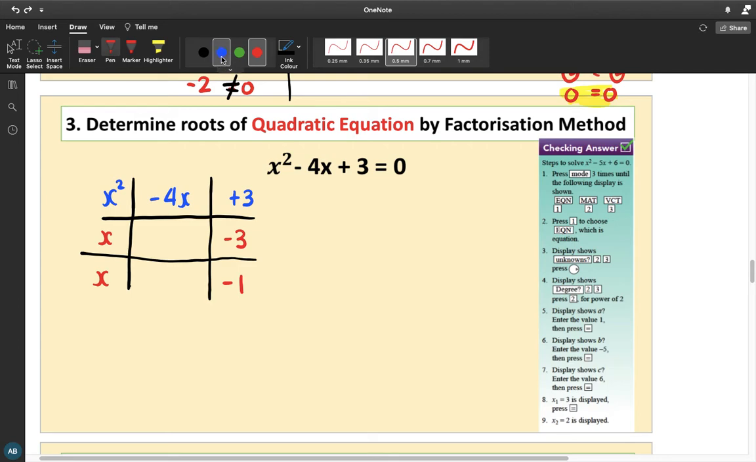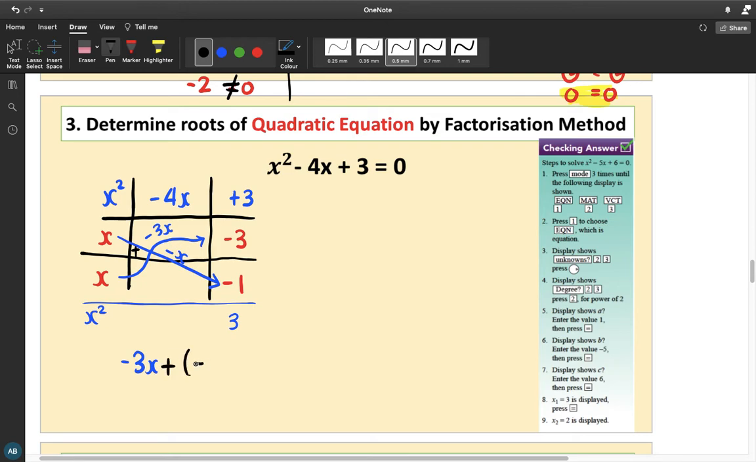Alright, so next what we're going to do is this. x going down, multiplied by negative 1, you guys will get negative x. And then x multiplied by negative 3, you guys are going to get negative 3x. So x and x is actually x squared. Negative 3 times negative 1 is positive 3. The middle one is special, its operation is addition. So what's happening here is negative 3x plus negative x.